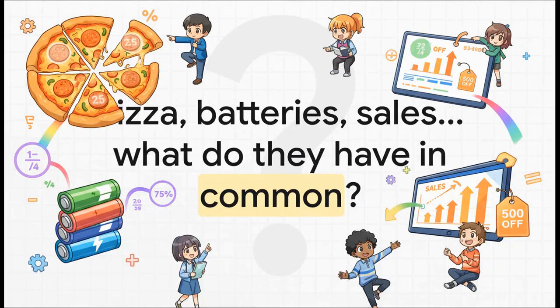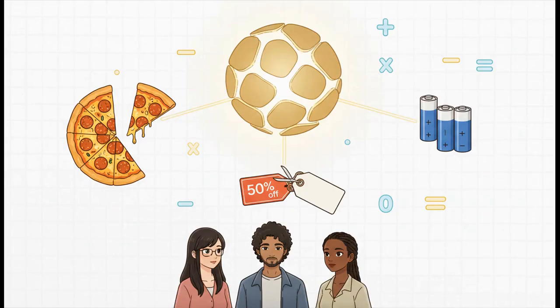So, let me ask you something. Picture this: a slice of pizza from a whole pie. Or glance at the battery level on your phone. And think about that awesome 50% off sign you see at a store. They seem totally different, right? But what's the one single idea that connects all of them? Well, the answer is actually super simple. They're all about parts of a whole. Yep, that's it. Each one is just describing a piece of something bigger. And you know what? That one simple idea is the key that unlocks this whole thing.